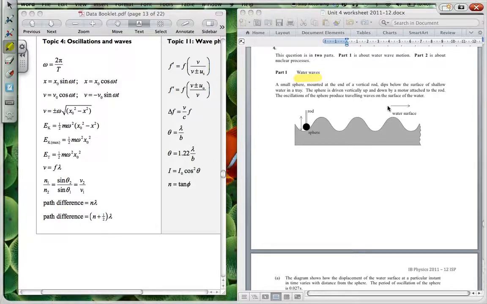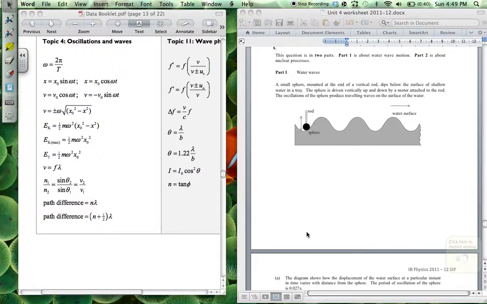So we have here that waves are moving off in this direction, and they're caused by this oscillation to and fro. So obviously we've got transverse waves that are taking place here. Okay, so let's go further down to the question here.